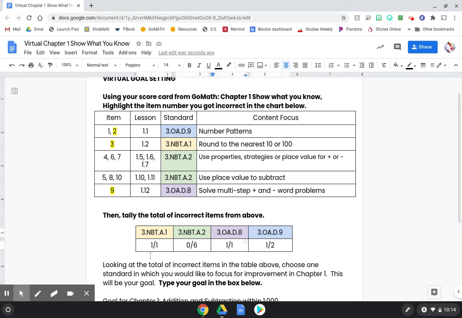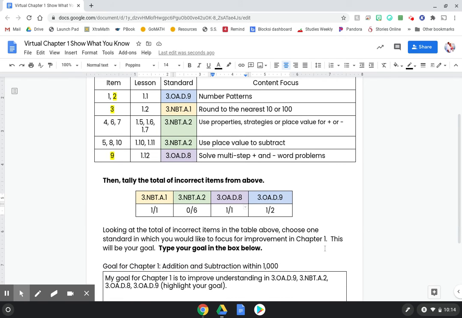Now, looking at this information, I'm going to look at the total of incorrect items in the table above and choose one standard in which I'd like to focus for improvement for Chapter 1. This is going to be my goal. I'm going to type that goal in the box below. So if I look here, I didn't get any incorrect in NBT.A.2. So I'm not going to choose this as my goal. I'm probably going to choose either NBT.A.1 or OA.8.